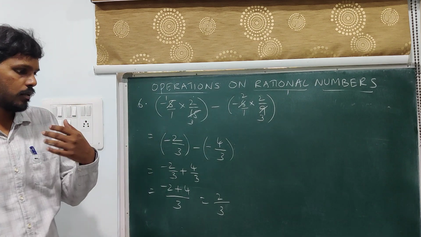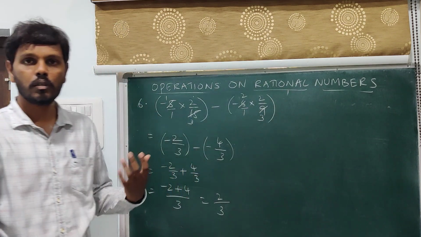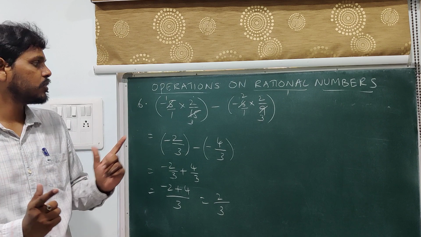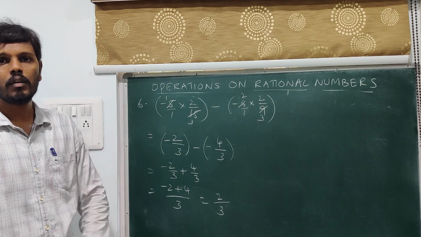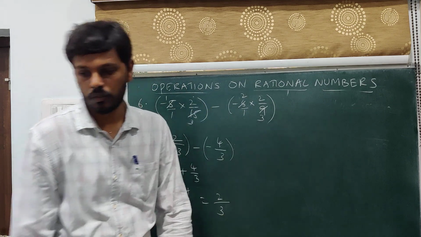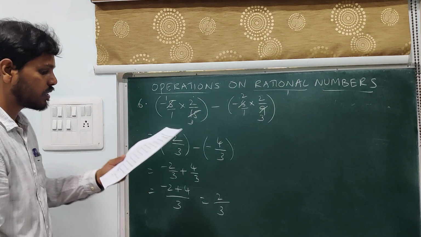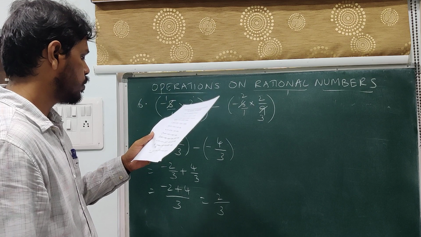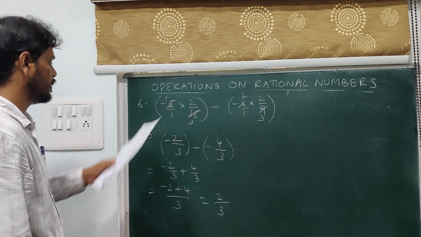So remember, people get confused using both the rules. Whenever there is a multiplication, you will use the multiplication rule. If there is no multiplication, you will use the addition and subtraction rule of integers. So this is about the 6th problem. 7th and 8th are homework. Now we discuss the 9th one.